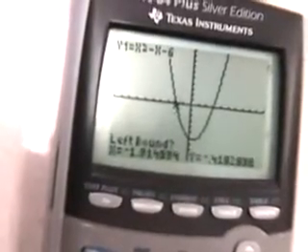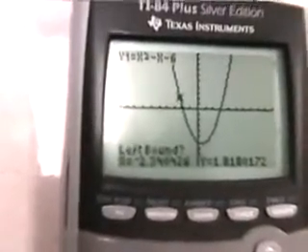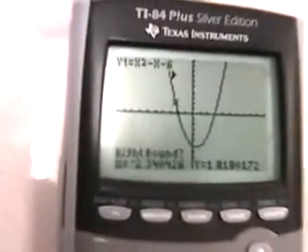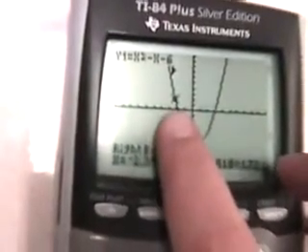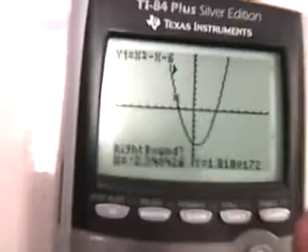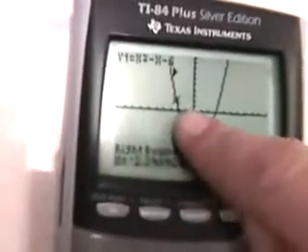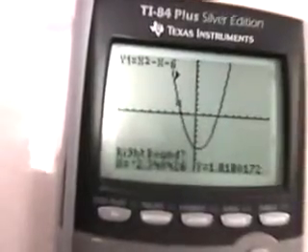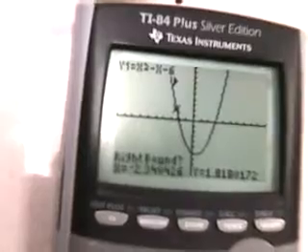I'm just using my left arrow key, and I'm going to get him on the left-hand side. I'm going to hit enter. Now it asks for right bound. So now it wants me to be on the right-hand side of this x-intercept. Notice how I'm corralling it in. I'm putting a point on the left-hand side and a point on the right-hand side, and then my calculator is going to guess the x-intercept between those two corrals, so to speak.